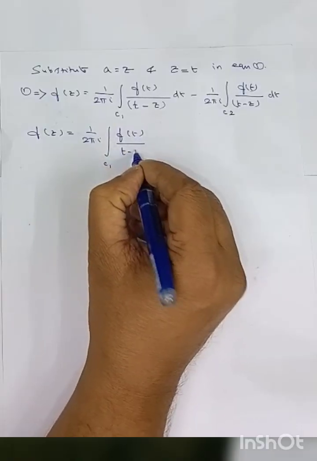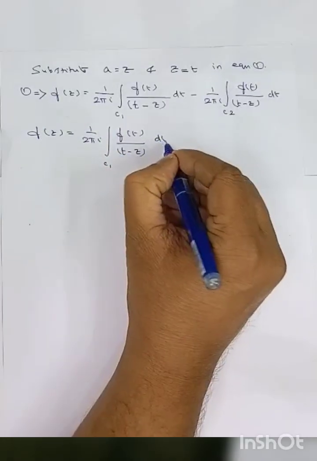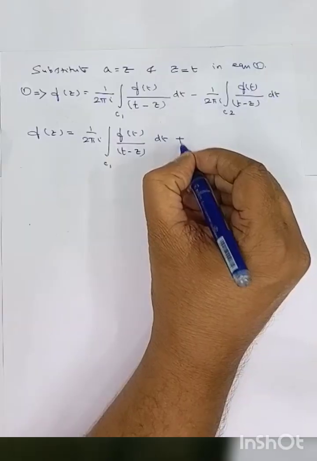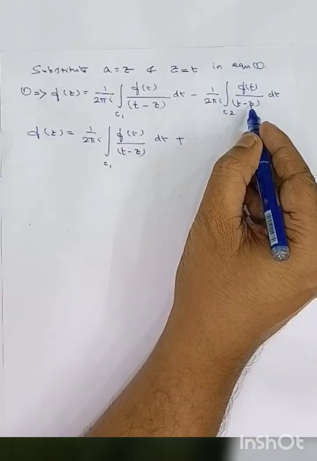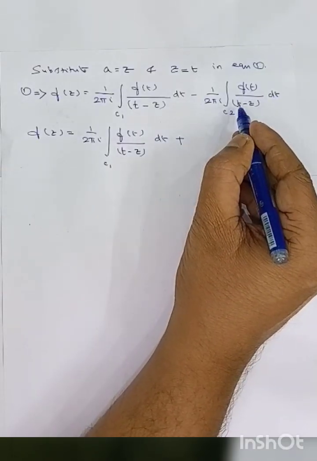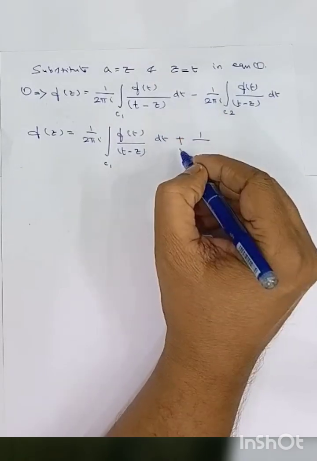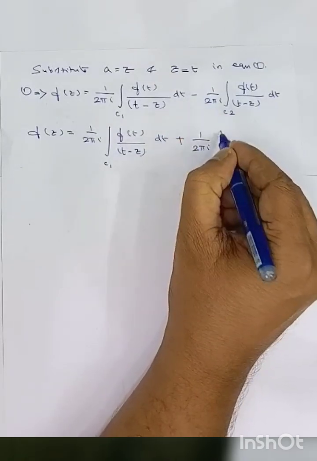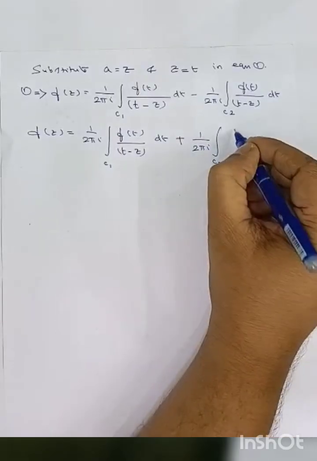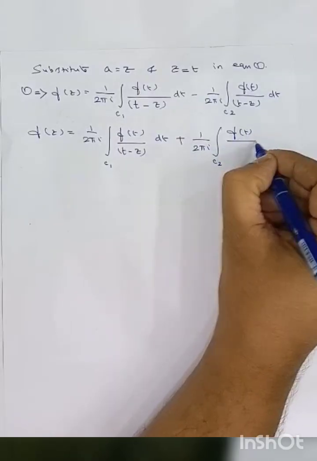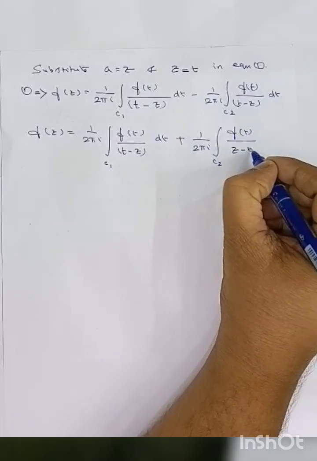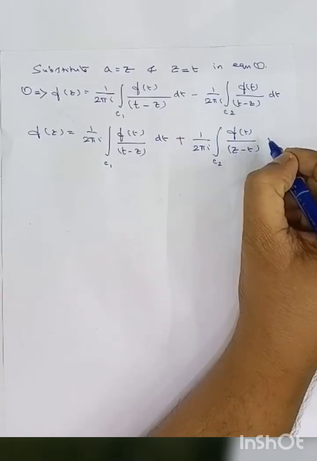Now f of z is equal to 1 by 2 pi i integral C1 of f of t divided by (t minus z) dt. In this we will change the sign: z will come to the t position and t will go to the z position, therefore the minus sign will become plus here, so plus 1 by 2 pi i integral over the closed circle C2 of f of t divided by (z minus t) into dt.